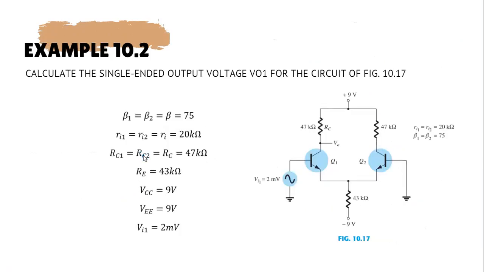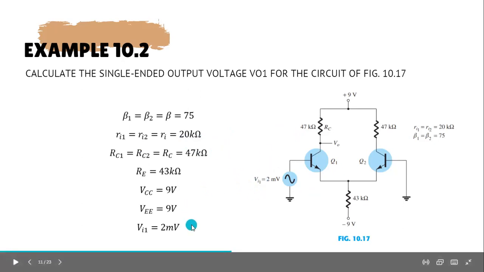For an example of a single-ended AC analysis, calculate the single-ended output voltage VO1 for the circuit 10.17. As you can see, this is a single-ended differential circuit. Once again, we assume that all the betas are equal, all the Ris are equal, RCs are equal, and finally RE is 43K, VCC is 9 volts, VEE is 9 volts, and the input voltage is 2 millivolts.